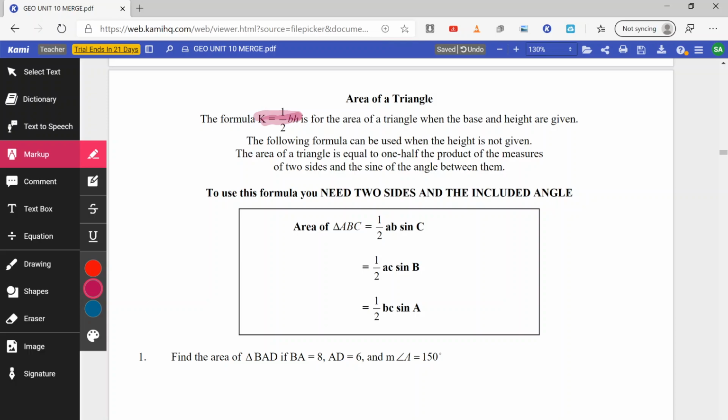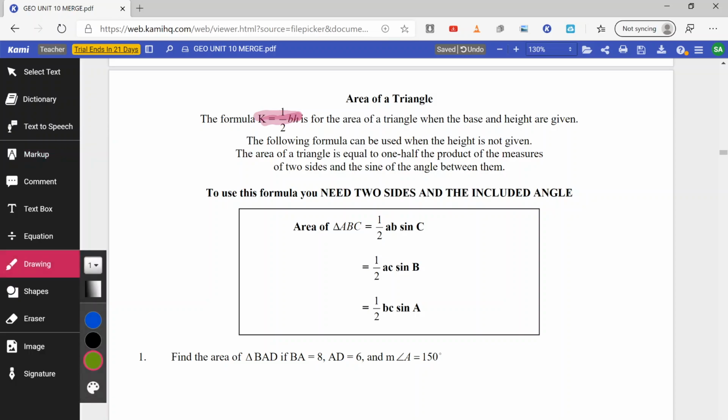Very easy. As long as we have the base and the height, we can figure out the area of a triangle. However, if we're not given that, we can use trigonometry to figure out what the area of the triangle itself is. So in order to use the formula, we need two sides and the included angle. Here we have the three possible variations: 1/2 AB sine C, 1/2 AC sine B, or 1/2 BC sine A, where sine C, sine B, sine A all deal with the angle measurements, and then AB, AC, and BC are the measures of the sides.